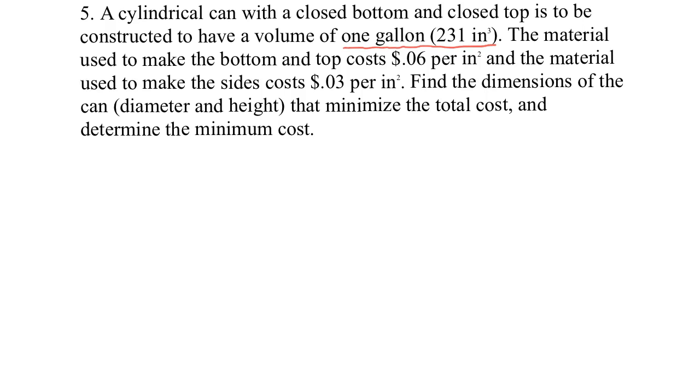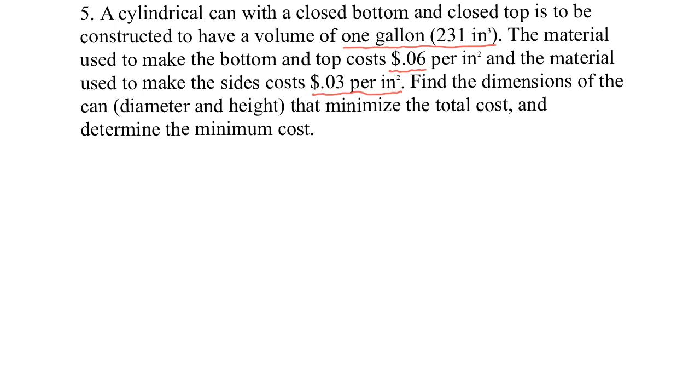And then they've got material for the bottom and the top, which is 6 cents, or $0.06 per square inch. The sides is a little cheaper material, 3 cents or $0.03 per square inch. And we want to find the dimensions of the can that minimize the total cost. So first what I'm going to do is just draw a picture of this.